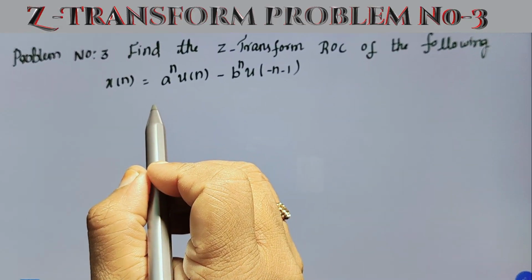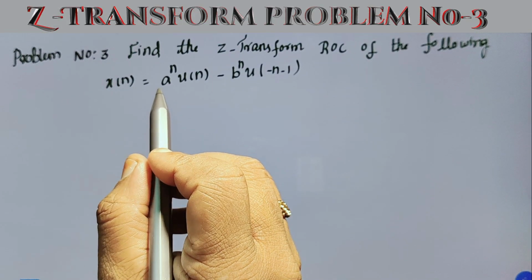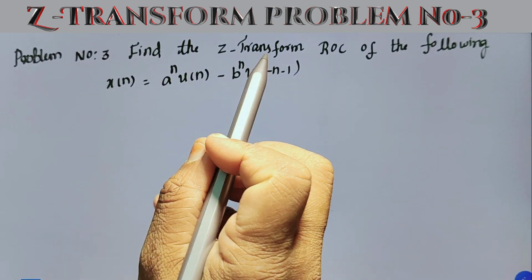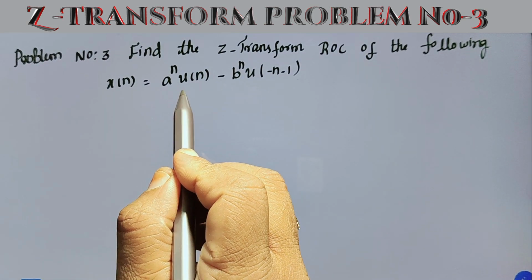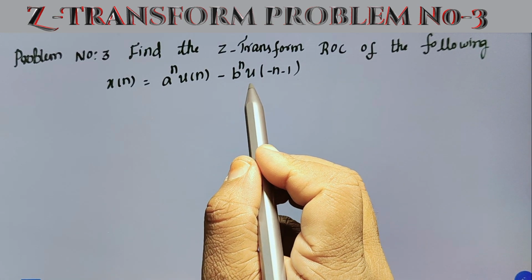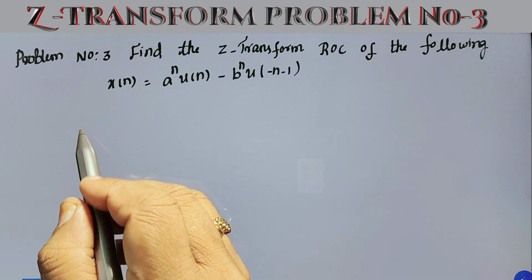Hello everyone, in this video let me discuss Z transform related problem number 3. Find the Z transform and ROC of the following: x of n equal to a power n u of n minus b power n u of minus n minus 1. This is a very important problem.